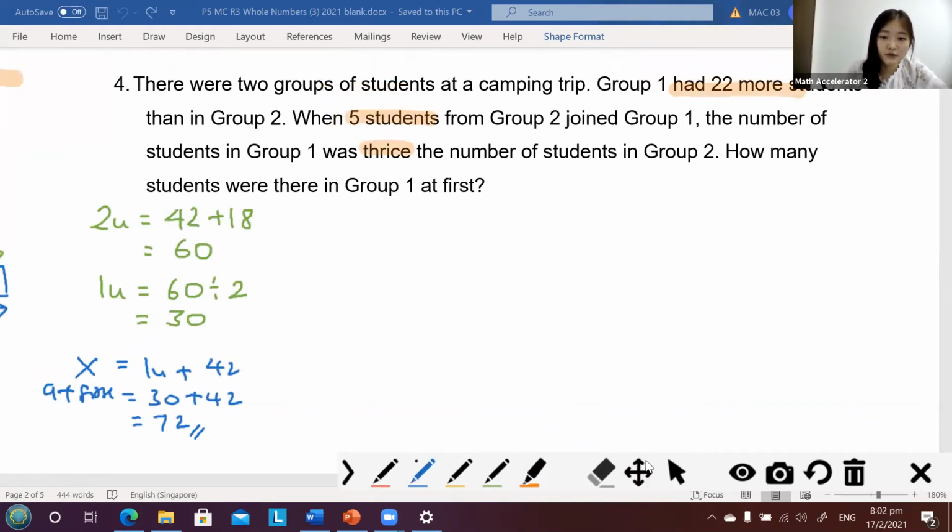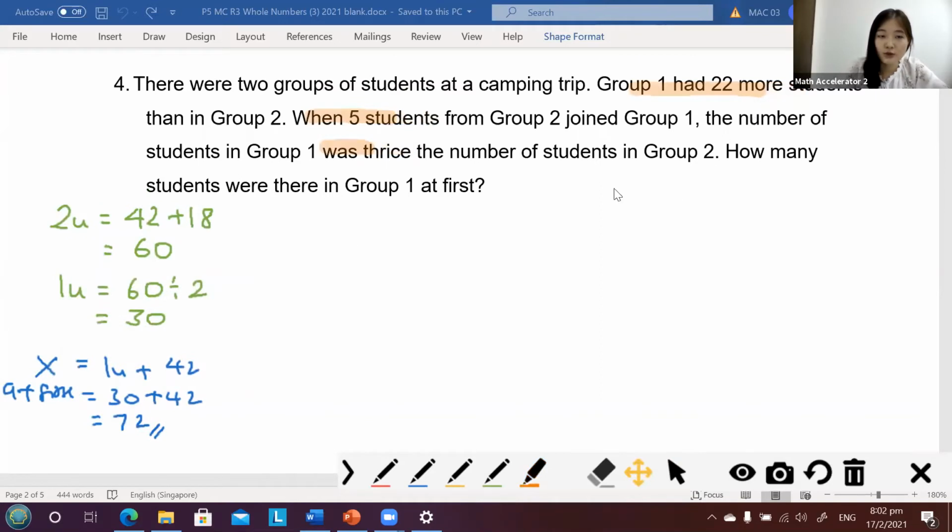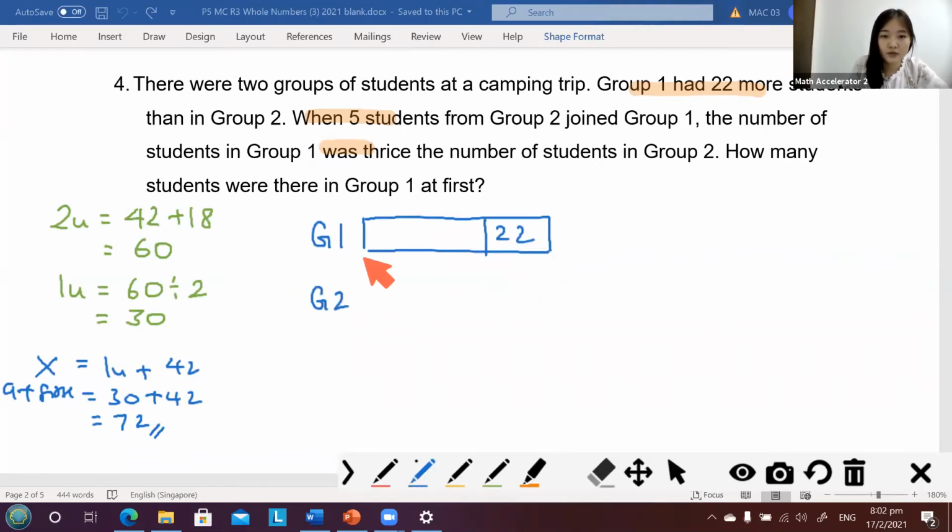Let's start off with the model. There are 22 more students in Group 1 compared to Group 2. So we have Group 1, Group 2. Group 1 is 22 more, so we draw 22 more. Group 2 is lesser.